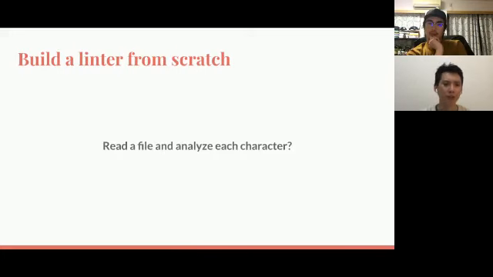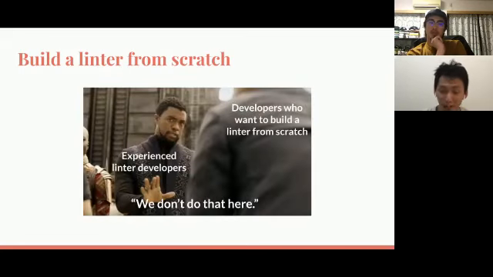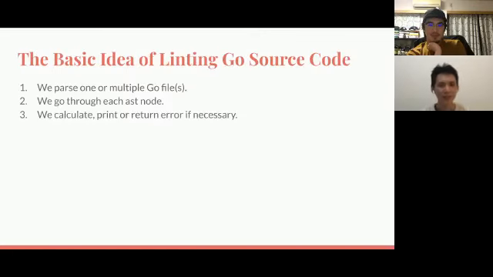So how are we going to do that? Are we going to read the file and analyze each character of the entire file? No, we are not going to do that. If you ask someone who has done that before, he or she will probably tell you, we don't do that here. So the steps that we are going to follow are: the first one is we parse one or multiple Go files, or the entire package generally. The second one is we go through each AST node. And the third one is we calculate and print, or return an error if necessary.